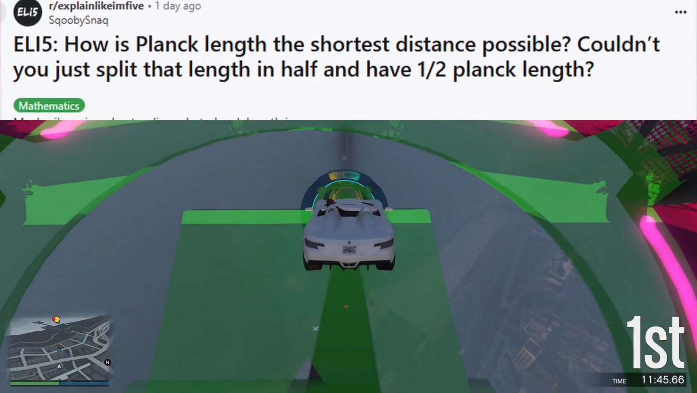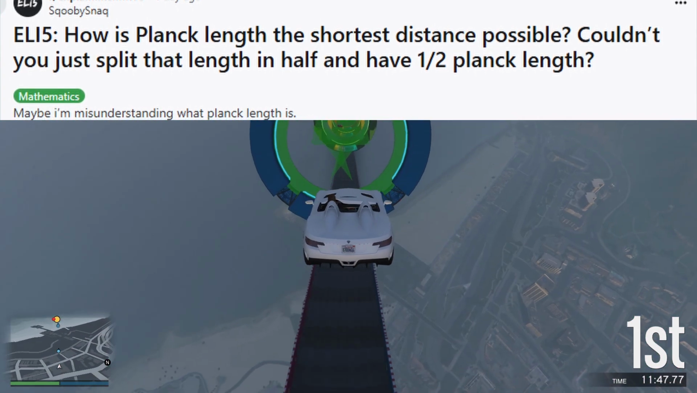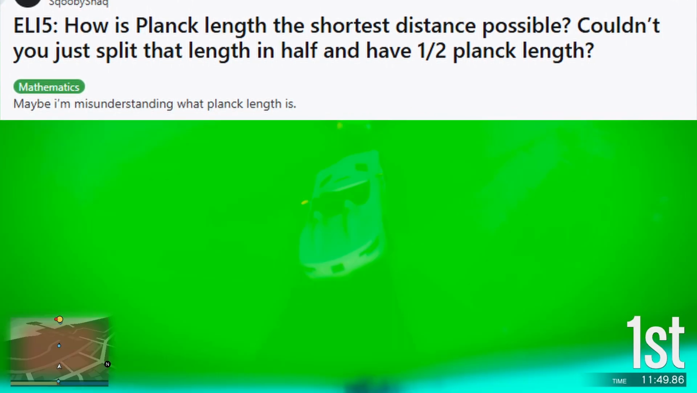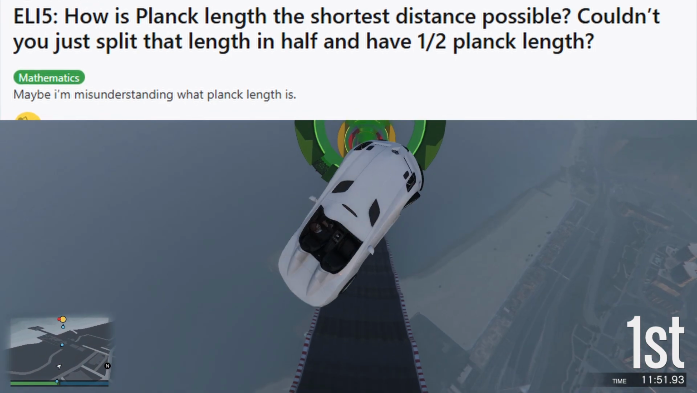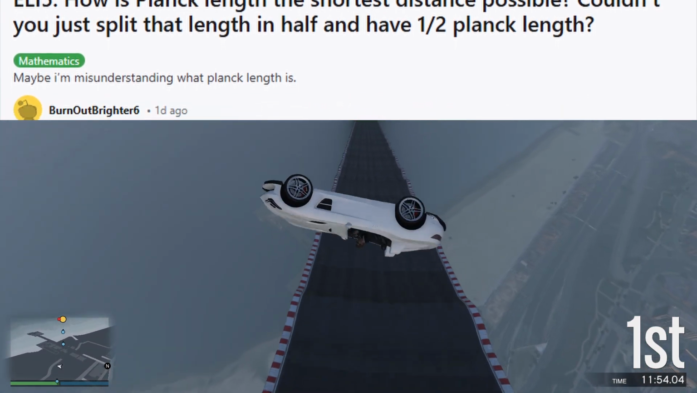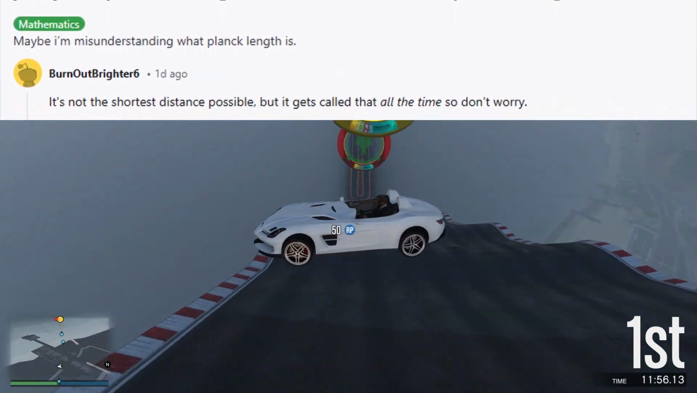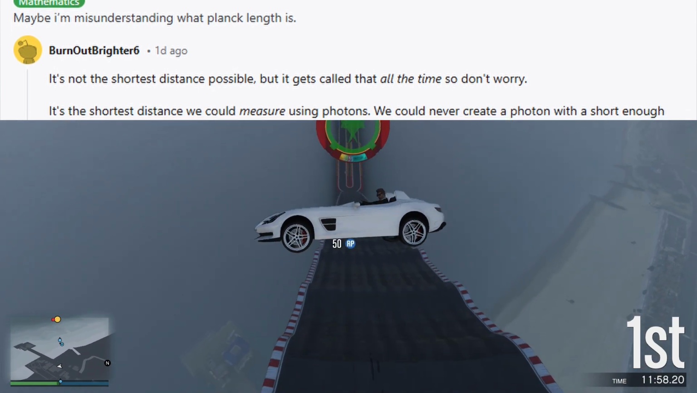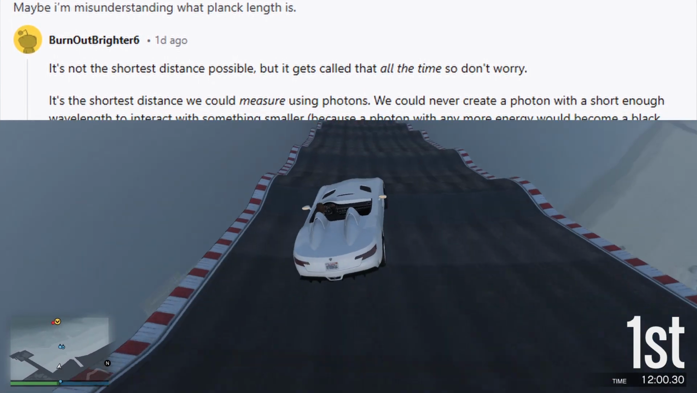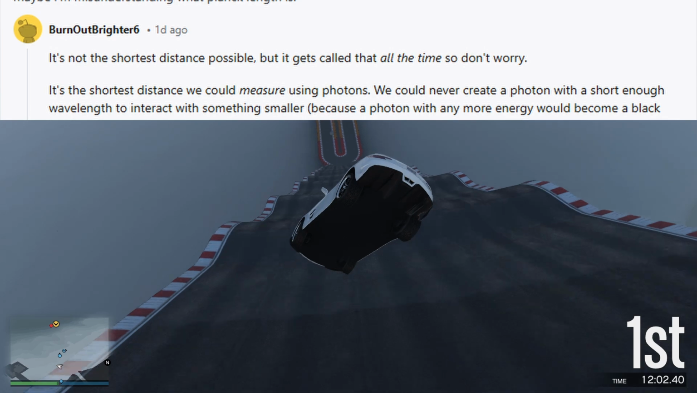ELI5: How is Planck length the shortest distance possible? Couldn't you just split that length in half and have 1/2 Planck length? Maybe I'm misunderstanding what Planck length is. It's not the shortest distance possible, but it gets called that all the time, so don't worry.